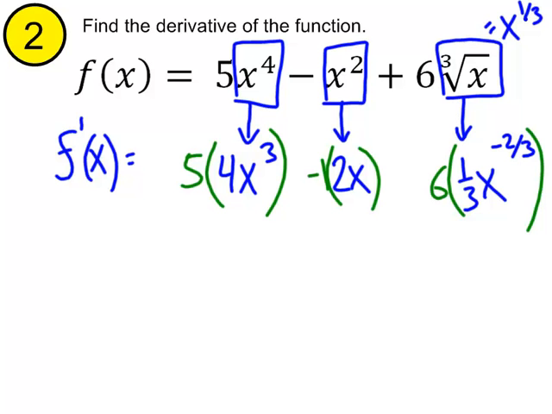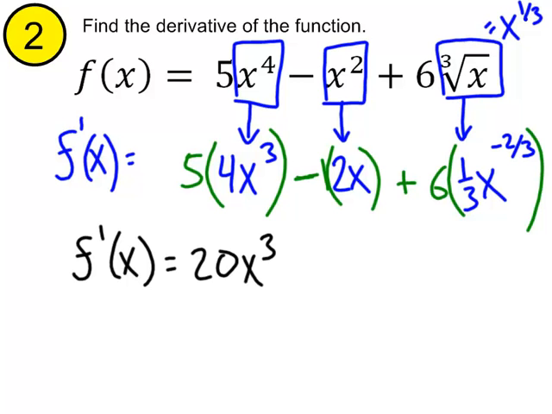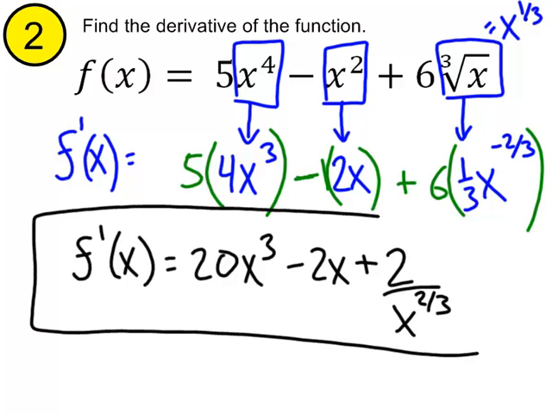All right, and the sum and difference rule simply says that if I have a function that equals this plus this plus this, I can simply add and subtract their derivatives accordingly. So this is 5 times 4x cubed minus 2x plus 6 times 1/3 x to the negative 2/3. And of course, I'll simplify that a little bit and end up with f prime of x equals 20x cubed minus 2x plus 6 times 1/3 gives me 2, x to the negative 2/3, that's the same as an x to the positive 2/3 in the denominator. And that's my final answer.